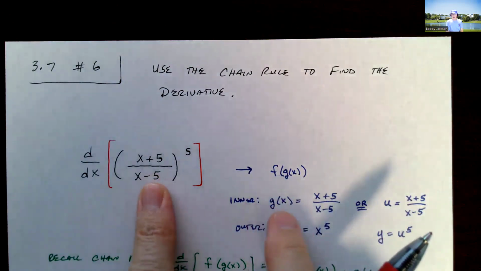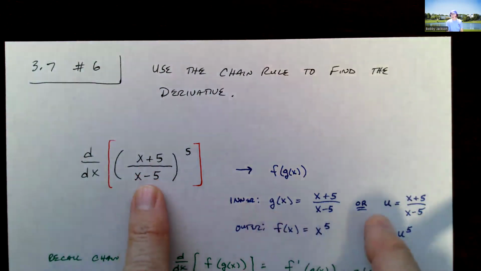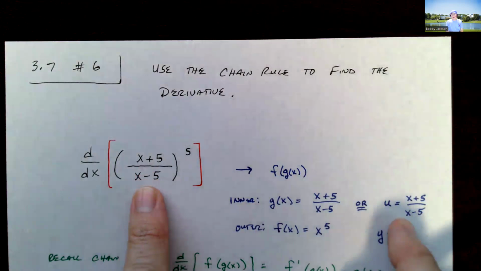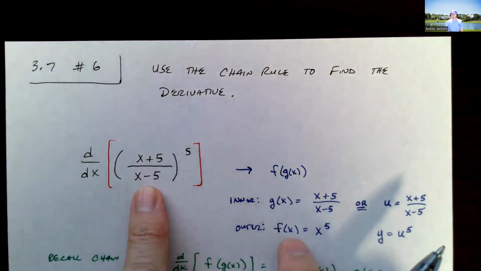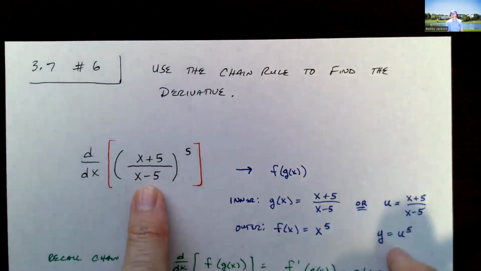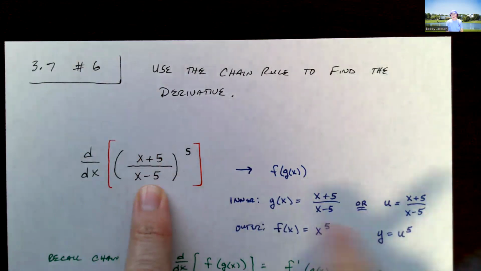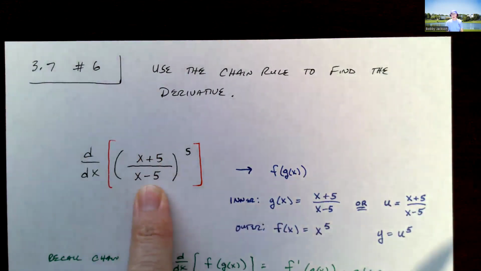The inner is g of x is x plus 5 divided by x minus 5, or we could say u is equal to x plus 5 divided by x minus 5. And then the outer function, f of x, is just x to the fifth power, or we can write y is what? u to the fifth power, right? So you've got u to the fifth power, where u is x plus 5 divided by x minus 5.